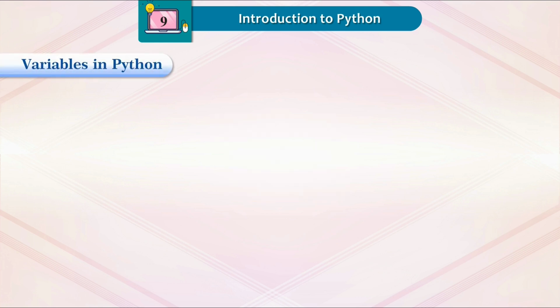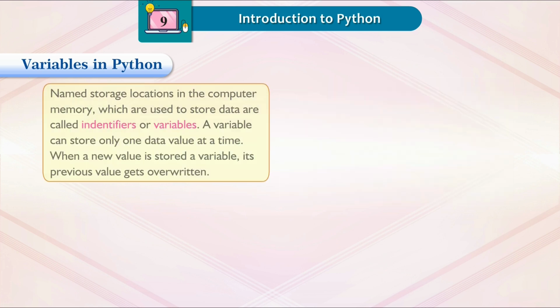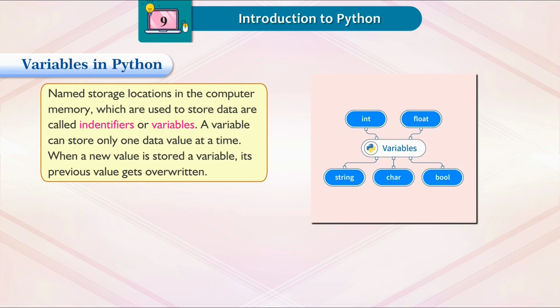Variables in Python. If you need to store some food for future use, what will you require? Well, you will need a container to store the food. Similarly, when you are working with values in Python, you require some storage location to hold the values for later use. Named storage locations in the computer memory, which are used to store data, are called identifiers or variables. A variable can store only one data value at a time. When a new value is stored in a variable, its previous value gets overwritten.